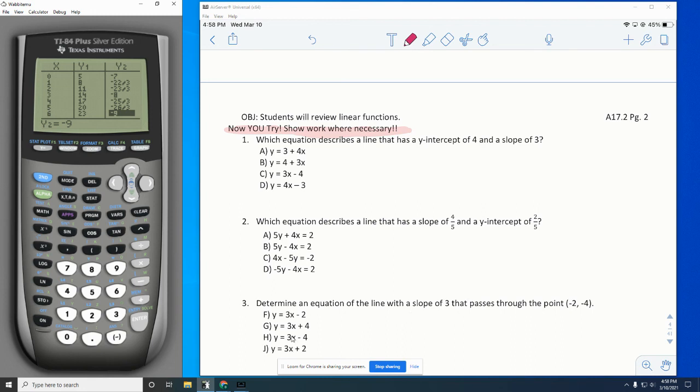So make sure you do all of 17-2. It's a couple of pages. I believe it goes up to page 6. So make sure you complete all 6 pages.